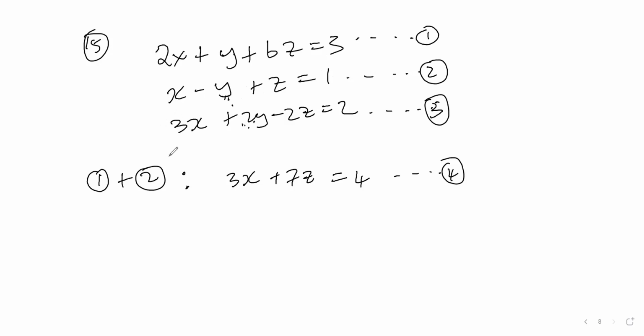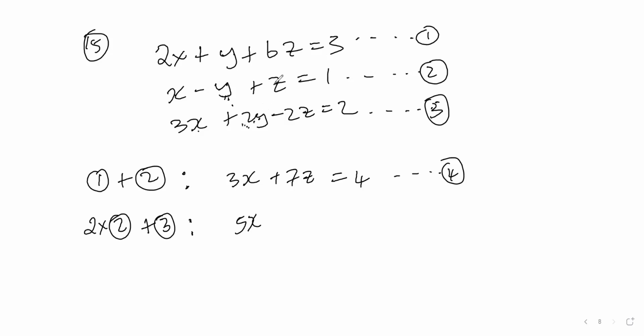So I multiply equation 2 by 2, then add equation 3 to it. Multiplying this by 2 and adding equation 3, we get 2 times x is 2x plus 3x is 5x. 2 times minus y is minus 2y plus 2y is 0. So the y's disappear, which is what I want.